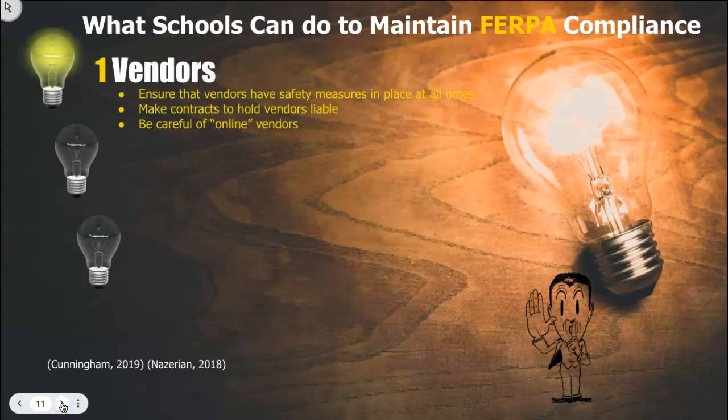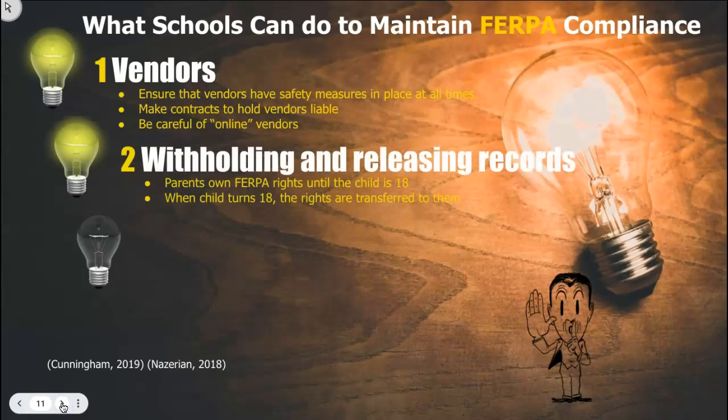Finally, what can schools do to maintain FERPA compliance? Number one, vendors. Let's look at our vendors and ensure that they have safety measures in place at all times. Make the contracts that we hold with our vendors liable, and be very careful of online vendors, apps, anything like that. Make sure they're not selling that student information to other carriers.